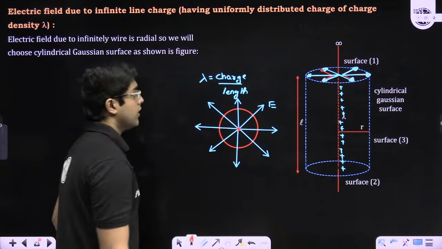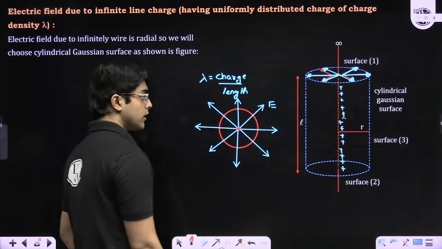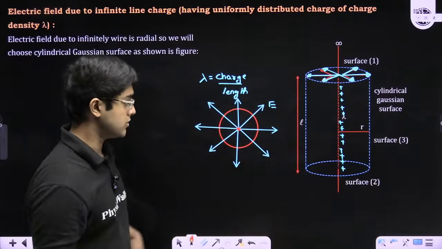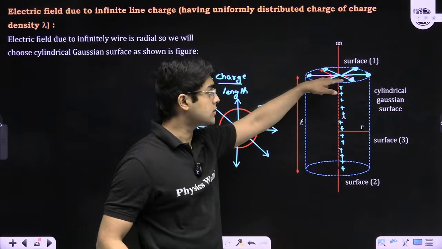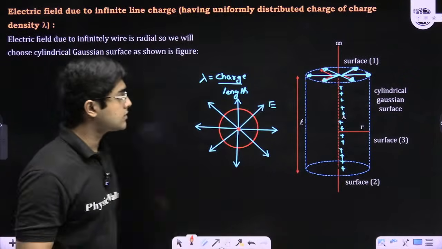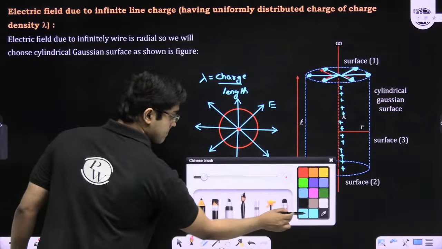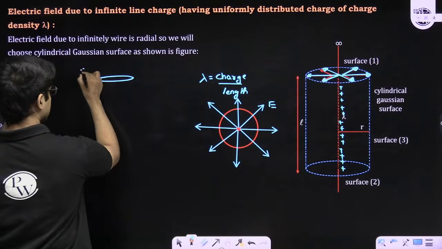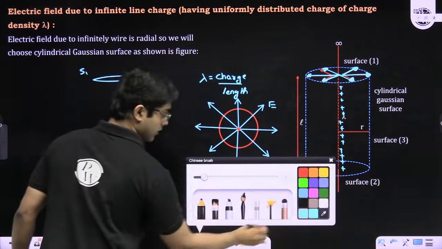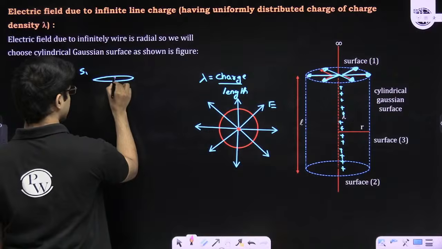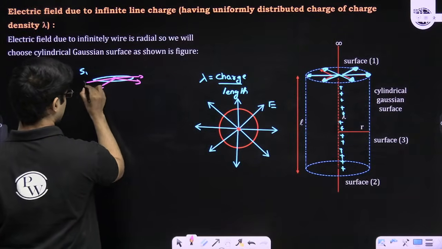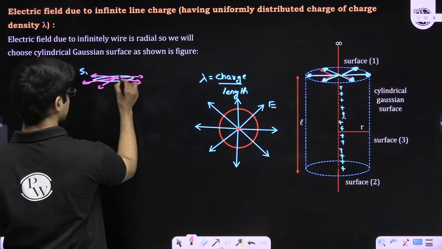So here, how do we calculate the flux? Here it's actually easy. We have three surfaces for the cylinder. We just discussed this a while back. We calculate the flux through all the surfaces. So through surface S1, it's very easy. The field lines are tangential to the surface, right?